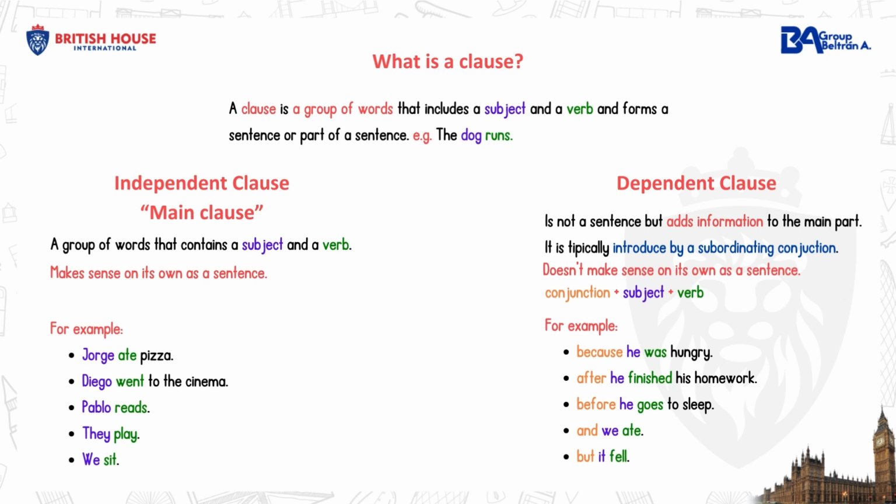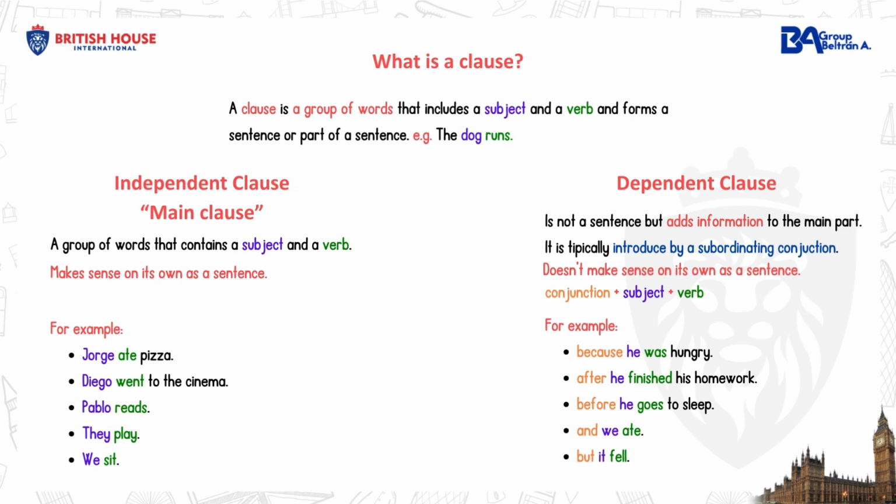So what is this? It's a group of words that contains a subject and a verb. Wait, so it's a clause, right? Subject verb, it's a clause. But what is the difference? Well, the difference is that this makes sense on its own, as a sentence. In other words, it can stand by itself. It doesn't need anything else to understand it. It has a complete meaning.